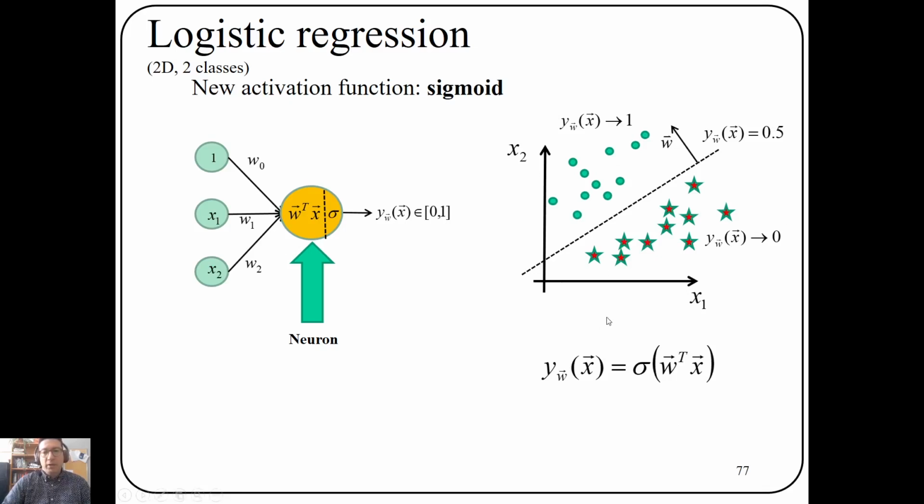So this is illustrated here. If we have points onto the separation line, the output is 0.5. If we have points in front, the output will tend to 1. Otherwise, it will tend to 0.